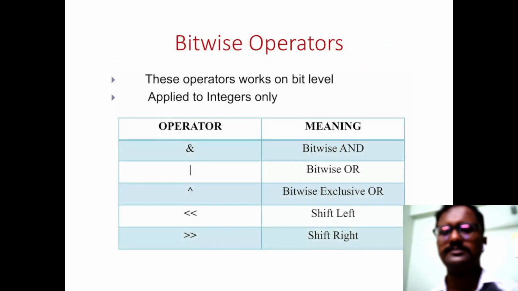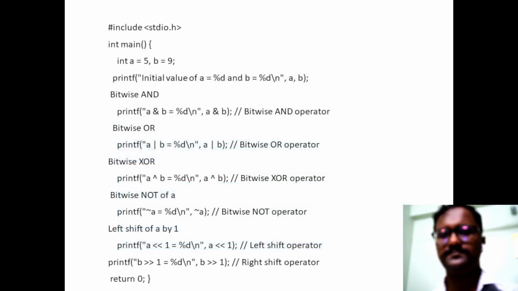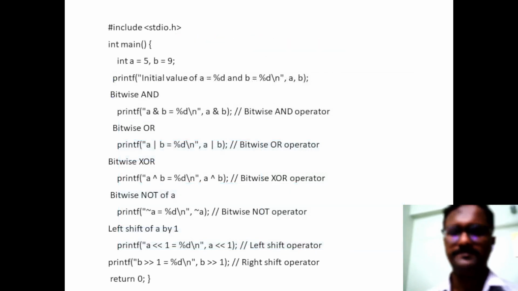Last topic, that is the bitwise operator. The bitwise operator works on the bit level, applied to integers. Bitwise AND, bitwise OR, bitwise exclusive OR, shift left, shift right. These are the operators used as bitwise operators. See, this is the sample program here.